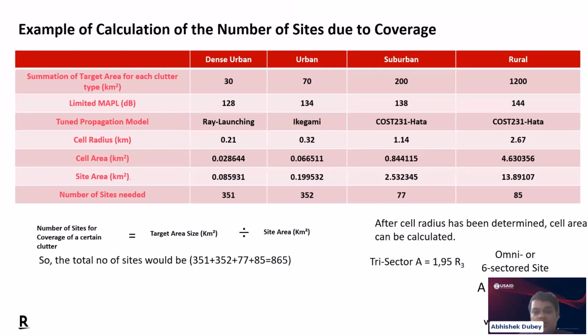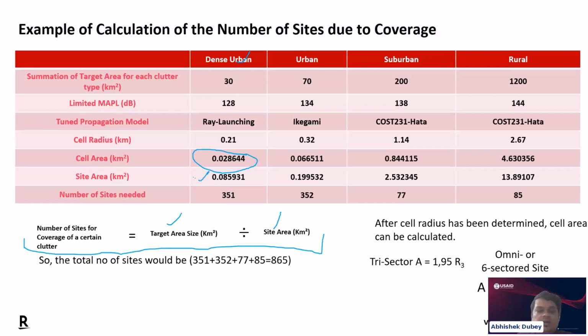So I told you each company has its own tools to calculate the number of sites. This is the formula you need to follow to calculate your number of sites: total area size for the different environments, dense urban, urban, suburban, divided by the site area. Site area is this one.